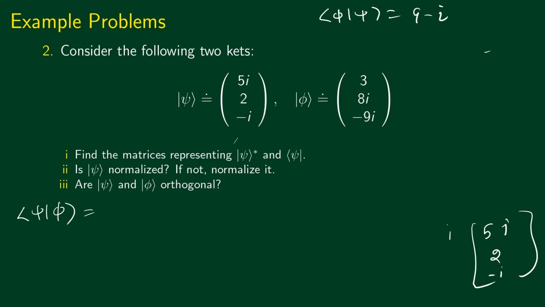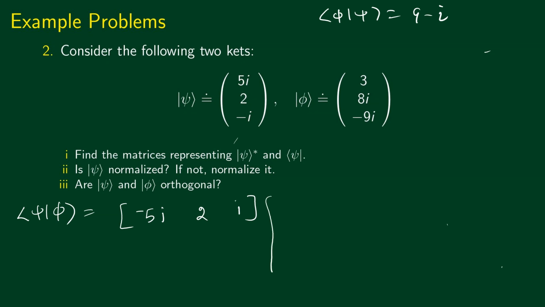Let me make some space here first. So what's bra psi? It's the row matrix with entries minus 5i and 2i. What is ket phi? I have 3, 8i, and minus 9i. What is this?